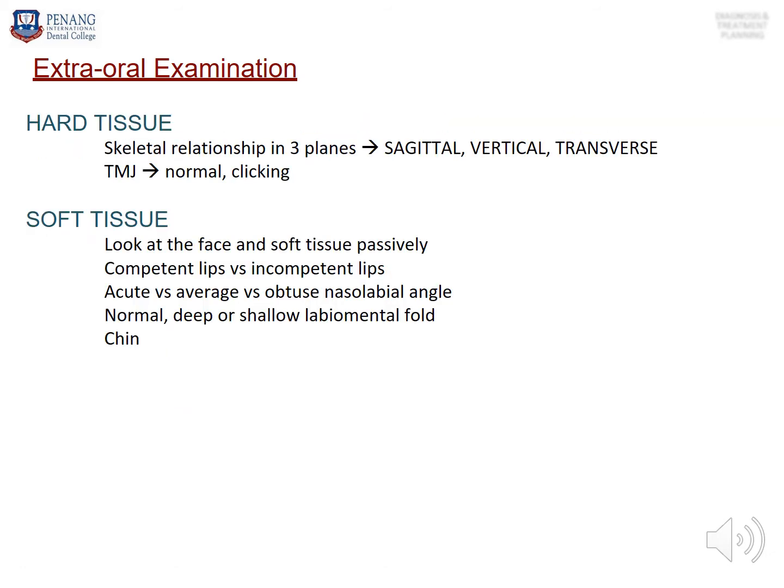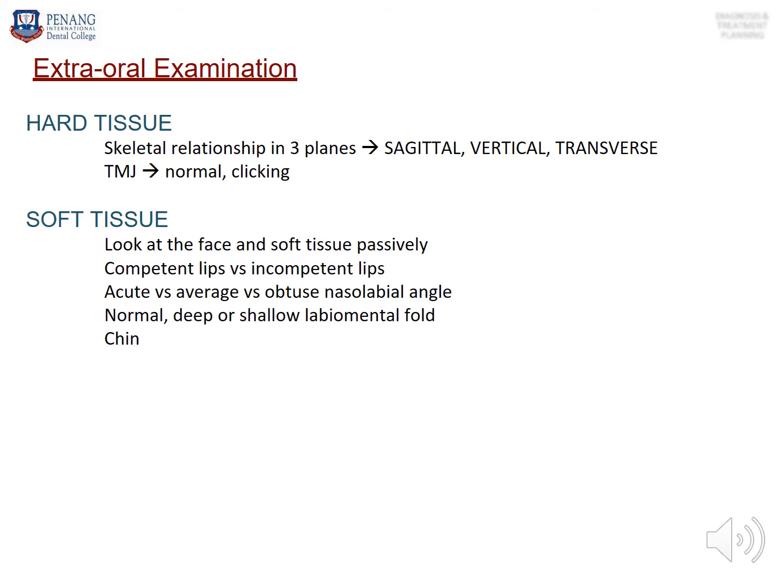So this is the list of what you need to check during your extraoral examination. First, start with the hard tissue examination, followed by soft tissue examination. What do you need to check in the hard tissue examination? You need to check the skeletal relationship in the three planes: sagittal or anterior-posterior, vertical, and transverse. You also need to check for any problem in the temporomandibular joint, whether it is normal, or whether there is any clicking on the right or left side, and whether there is any deviation during opening and closing.